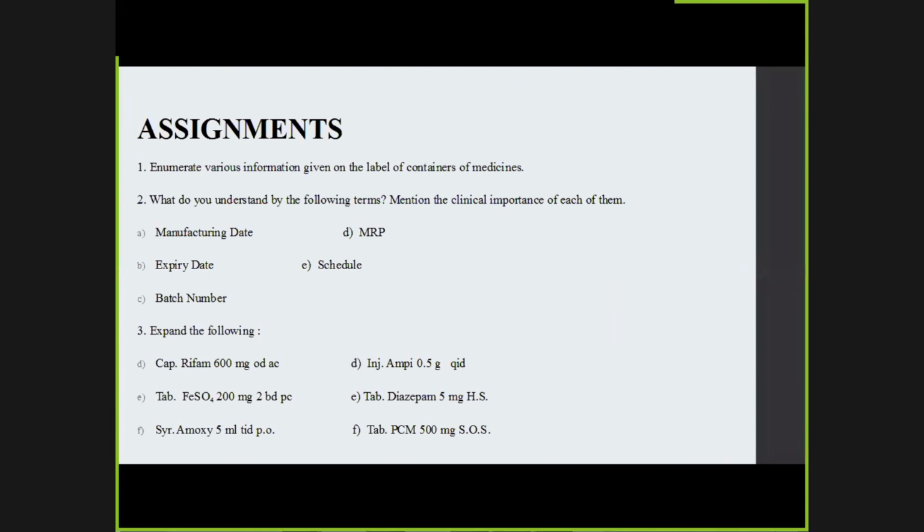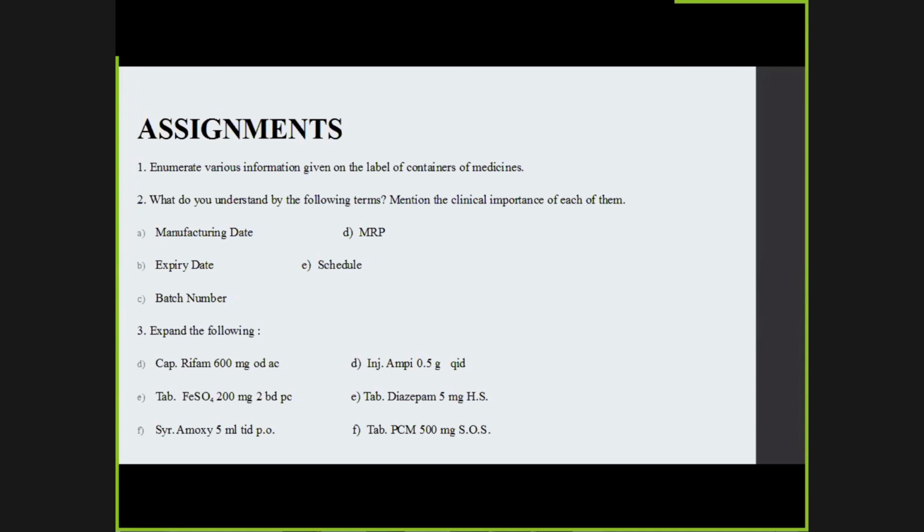Then the second assignment is what do you understand by the following terms? Mention the clinical importance of each of them. So we had these terminologies. Now, why are these important to be mentioned on a blister pack or a strip of dosage form? What is the importance of manufacturing date, expiry date, batch number, cost of the drug, schedule of the drug, those things.